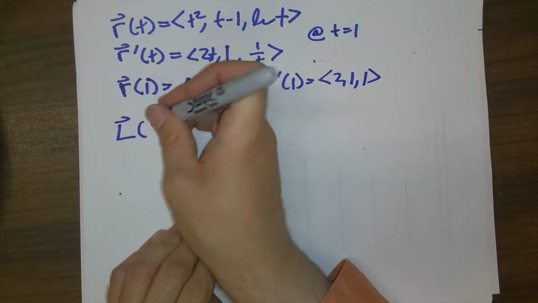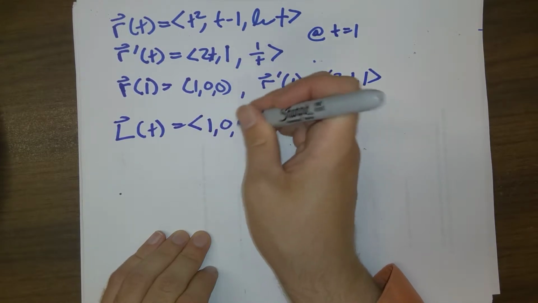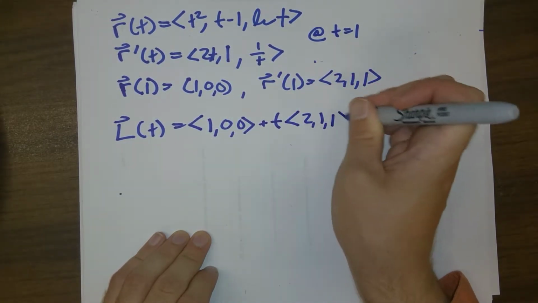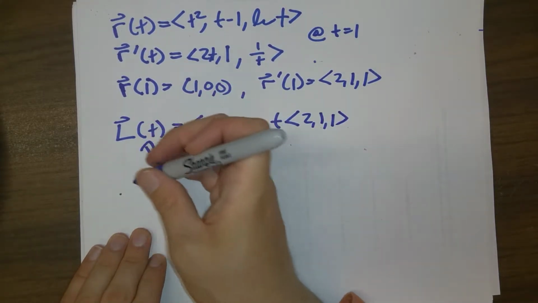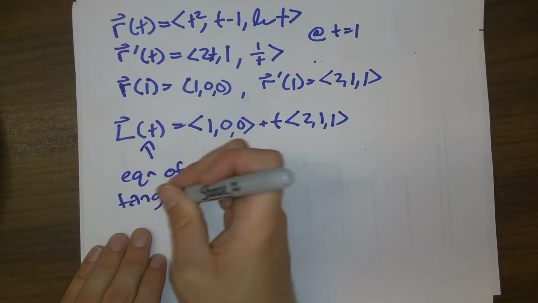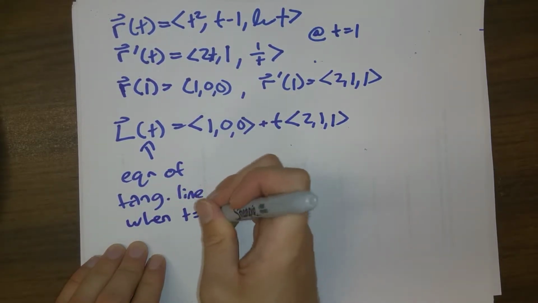So the equation for a tangent line was L of t is 1, 0, 0 plus t times 2, 1, 1. So this is the equation of the tangent line when t is equal to 1.